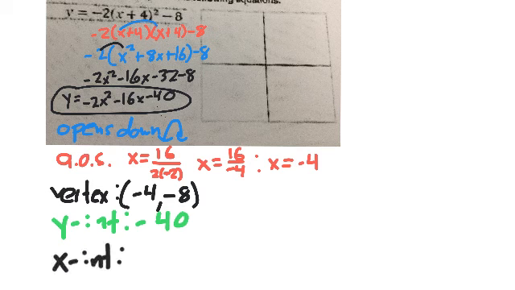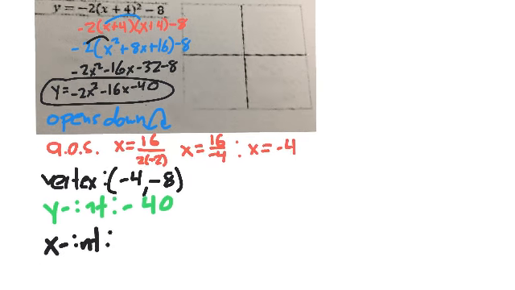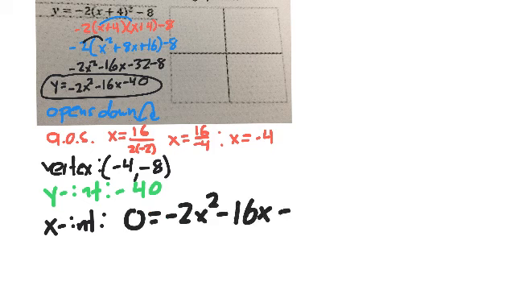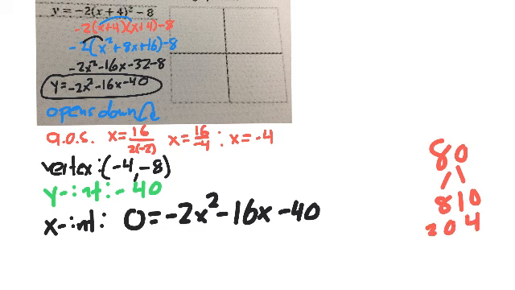And then to find my x-intercepts. So my x-intercepts happen when y is 0. So again, that would be 0 equals negative 2x squared minus 16x minus 40. And then I would try to factor. Negative 2 times negative 40 is 80. So what multiplies to be 80, added or subtracted is 16? 8 and 10 doesn't work. 20 and 4, absolutely.